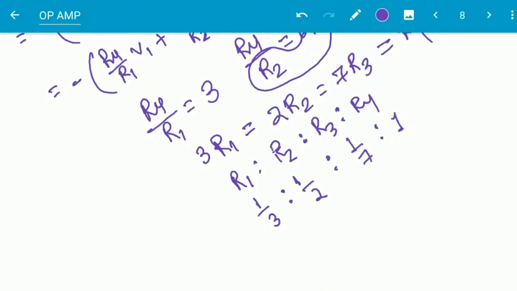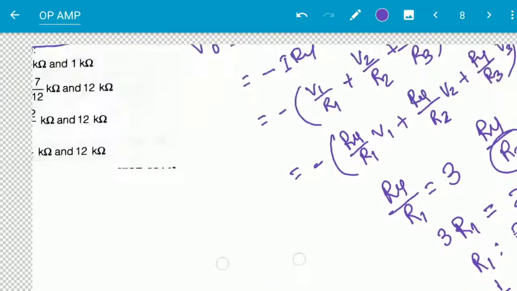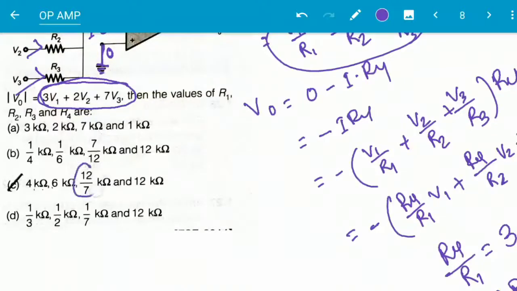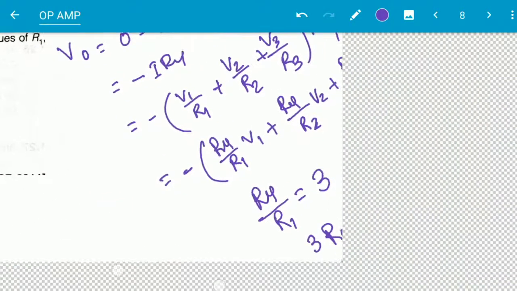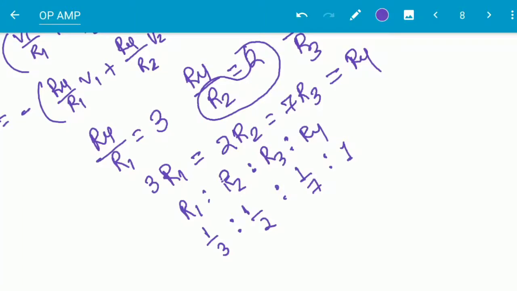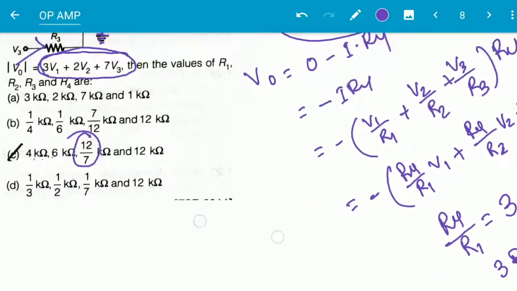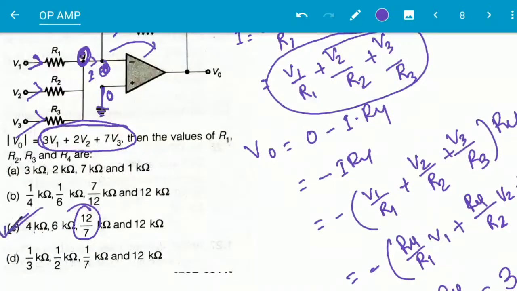And we multiply by 12, because in the question one of the options has 12 by 7. So if we multiply 12 into all the ratio elements, this will be 12 by 3, which is 4, is to 6 is to 12 by 7 is to 12. So this is the correct answer, option C, 4, 6, 12 by 7 and 12 kilo. Next question.